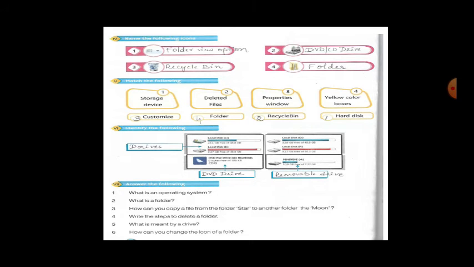Next, name the following icons. This is the folder view option. Then the second one is a DVD or CD drive. Third is a folder. You can see the image. And fourth is a recycle bin.